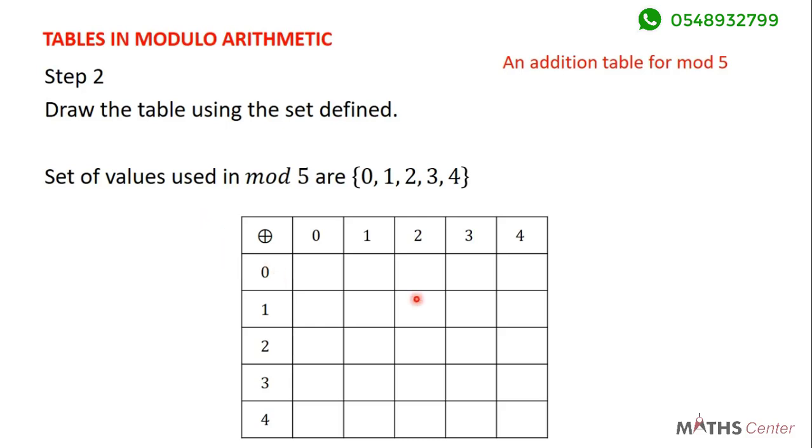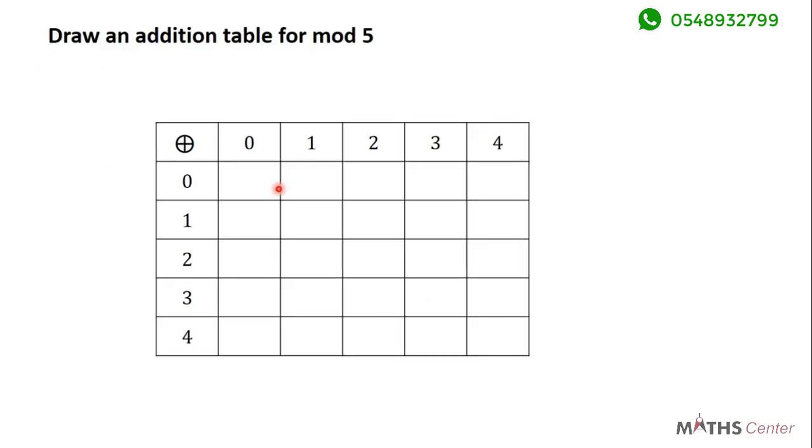So here we are going to fill this table by adding the numbers in mode 5. So we have our table here and we are going to fill it out by adding the numbers in mode 5. The first one will be 0 plus 0. 0 plus 0 is 0. Then you find the value of 0 in mode 5. 0 mode 5 is equal to 0. So it means that here will be 0.